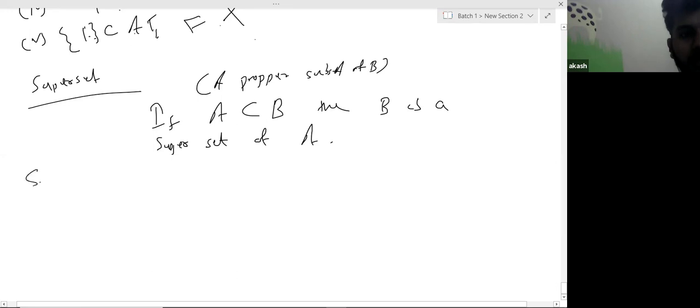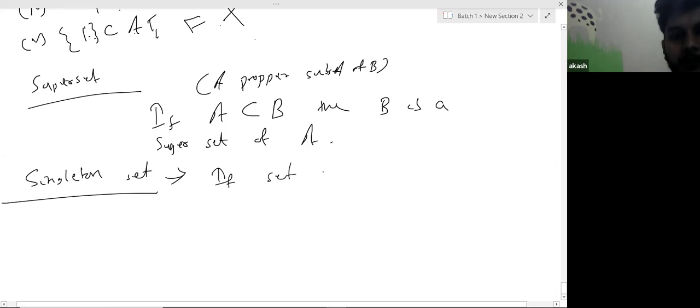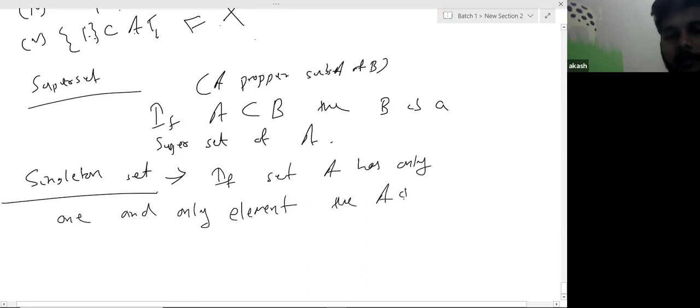After this, write down singleton set. If set A has only and only one element, then A is a singleton set.